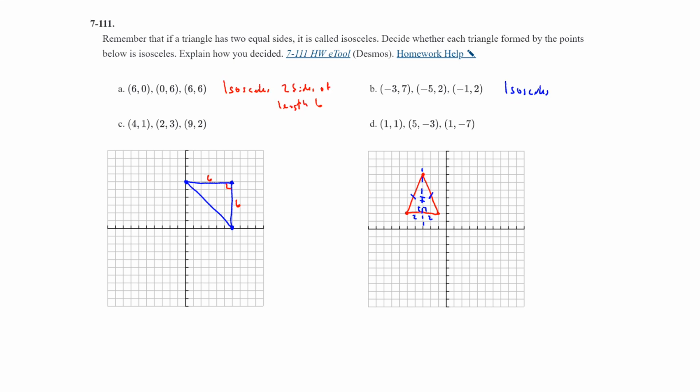Let's go on to C. C is 4, 1, so I'm going to go ahead and erase what I have here. And we'll plot the point 4, 1, the point 2, 3, and then the point 9, 2. And so if you draw this one in, just by the picture itself, it definitely appears that it is not isosceles, and I think you can see that pretty clearly. To really show that it's not isosceles, we would have to find the distance between each of these points, but I think this is enough information to clearly show that part C is not isosceles.